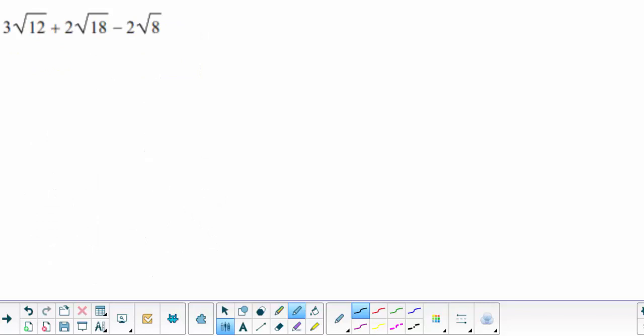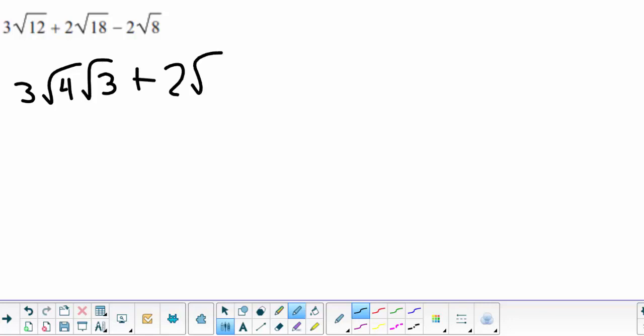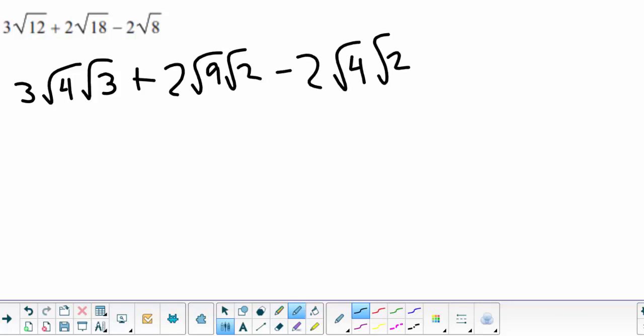So let's try another one here. Notice this one has 3 different radical values. So what we're going to do is just try to simplify this. I've got 3 times the square root of 12, which would be 4 times 3. And I've got radical 18. The perfect square in 18 is 9, so that's 9 times 2. Minus 2 radical 8, and that would be 4 times 2. So now I'm going to simplify all this.